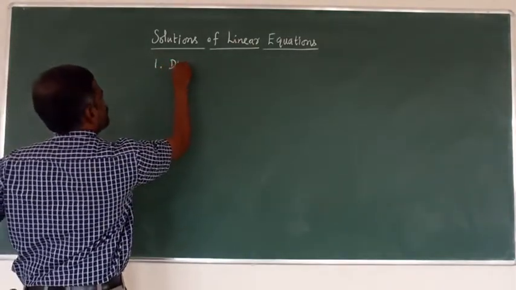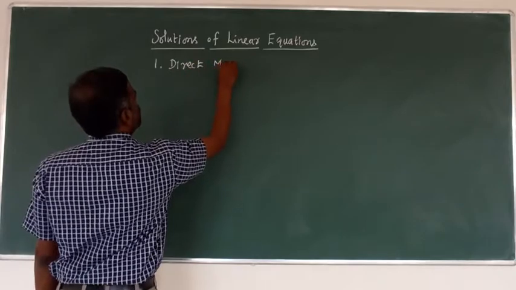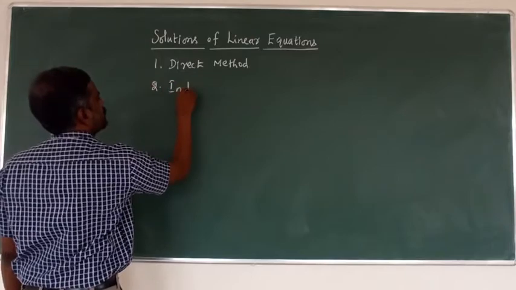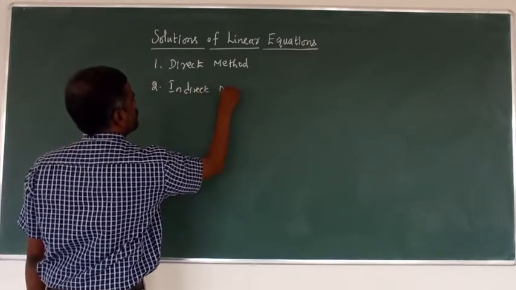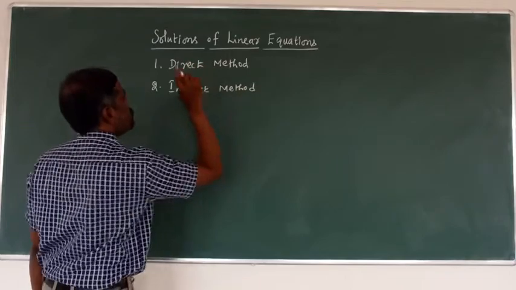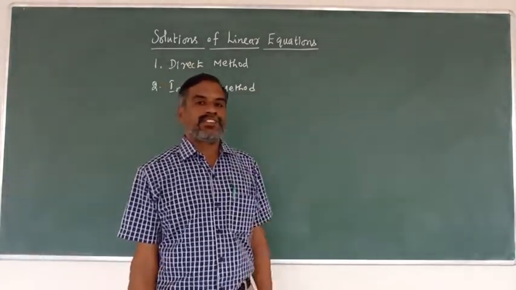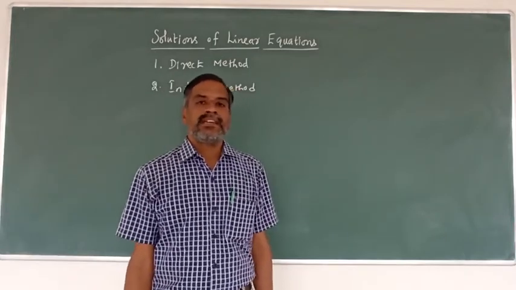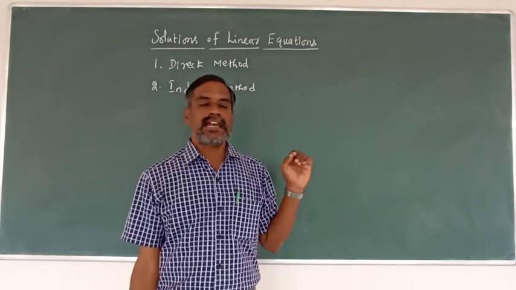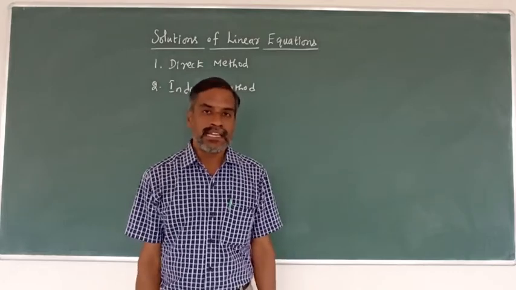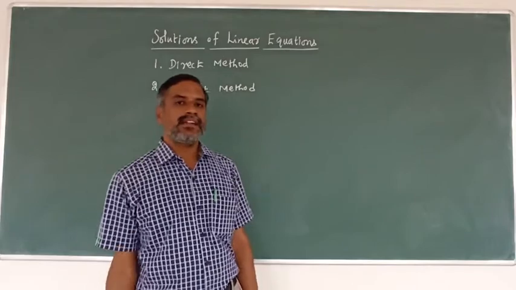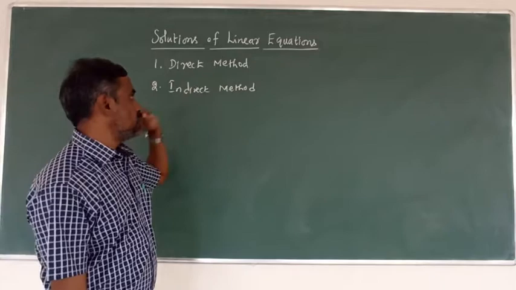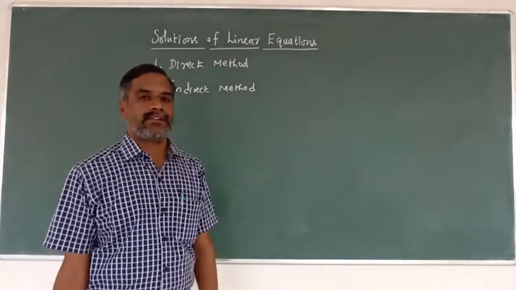Number one, the direct method, and the second one is the indirect method. Solutions of linear equations. Here is the given linear equation. To solve simultaneous linear equations, there are two types: number one, the direct method, and the second one is the indirect method.